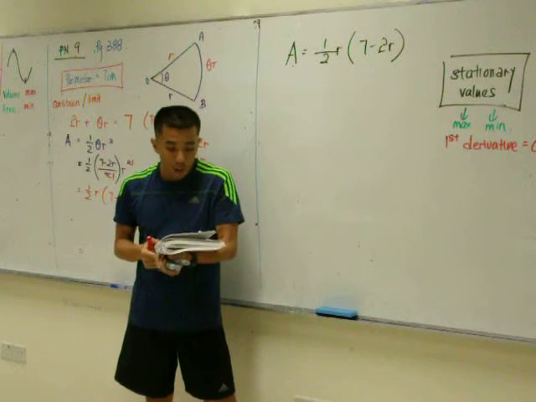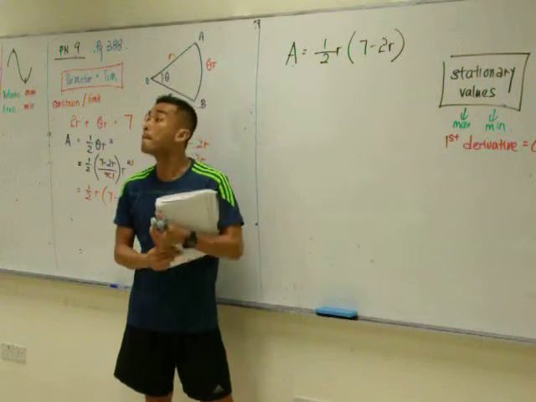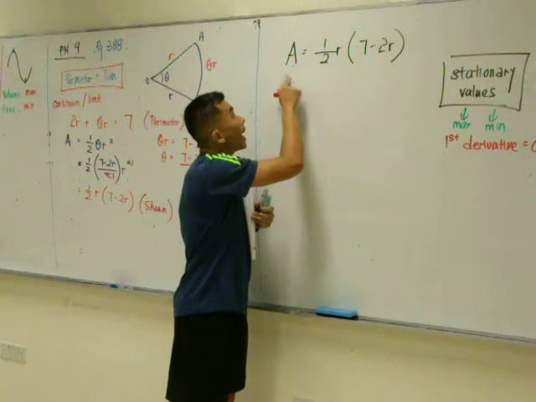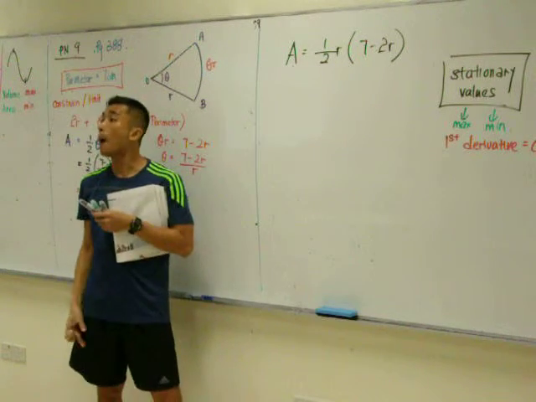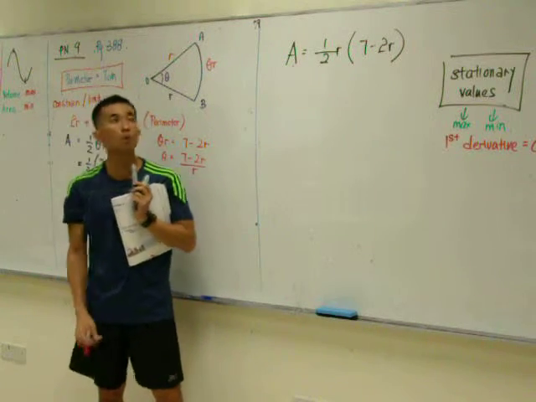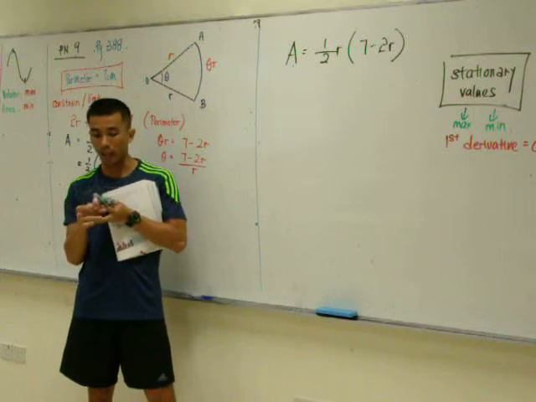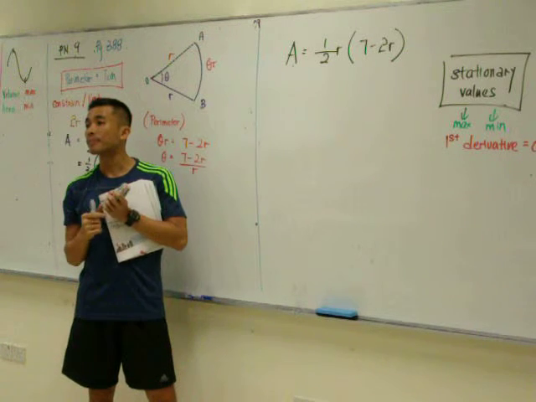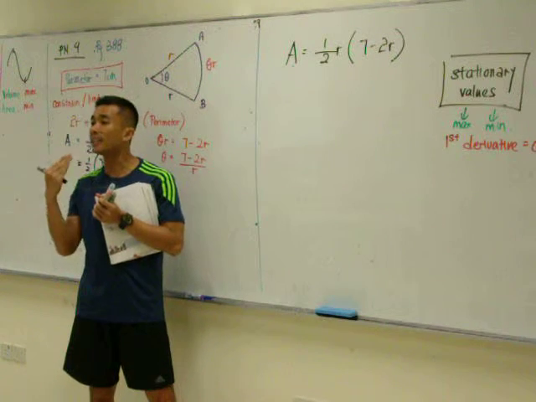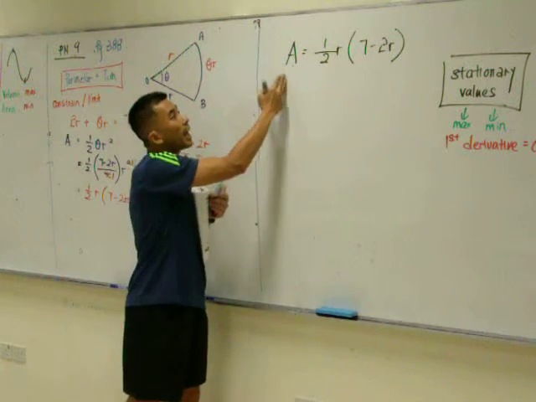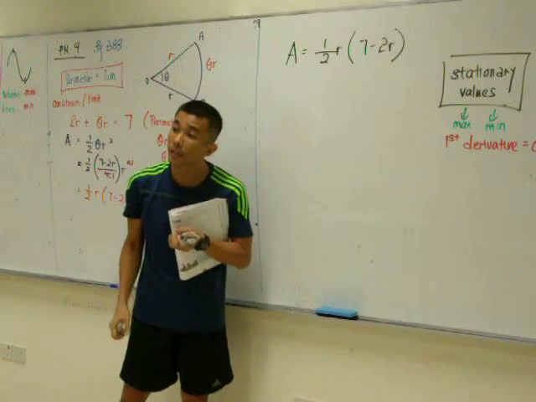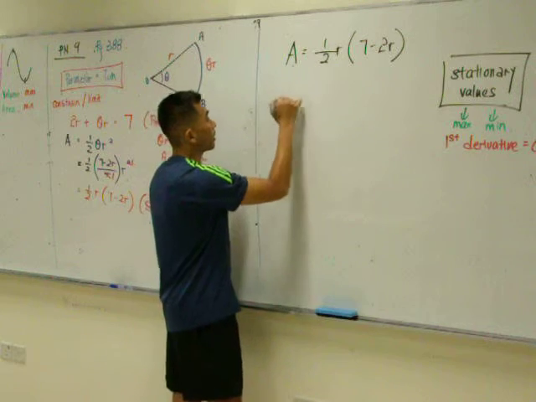Now, how do I know it's a stationary value? They want maximum area. And this is my area formula. My area formula is in terms of r. Make a good guess. If I want to find the first derivative, Jason, how do I write down the first derivative for this particular expression? If I have y equal to 2x, my first derivative is dy/dx. This is A equal to something in terms of r. What is your first derivative? dA over dr. Thank you.